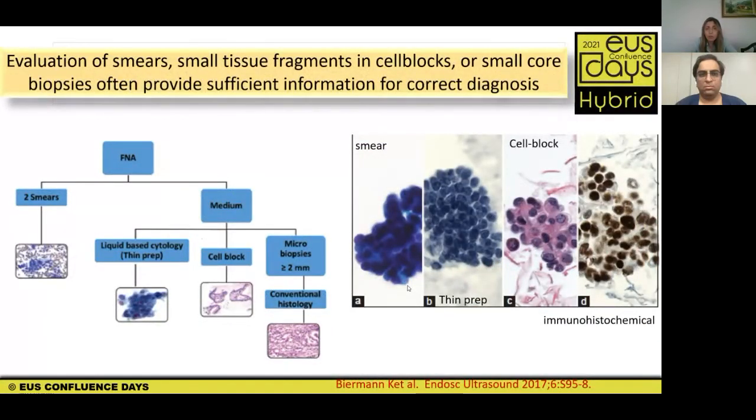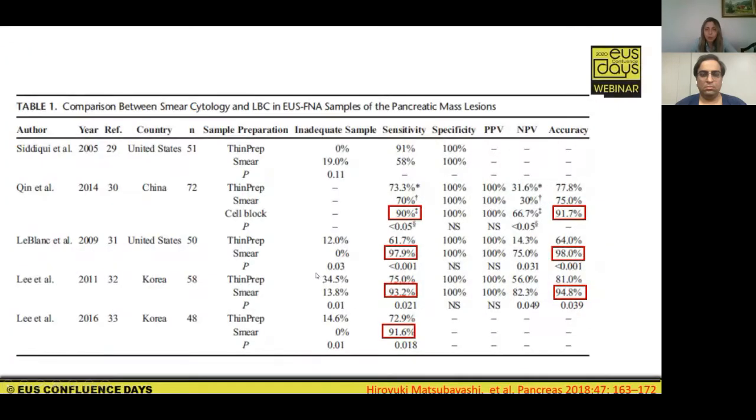Evaluation of smear, small tissue fragments in cell blocks or small core biopsies, if possible, often provides sufficient information for correct diagnosis. So we need first a conventional smear and then to put our material in the medium for liquid-based cytology and cell block, if it's possible, for microbiopsies.